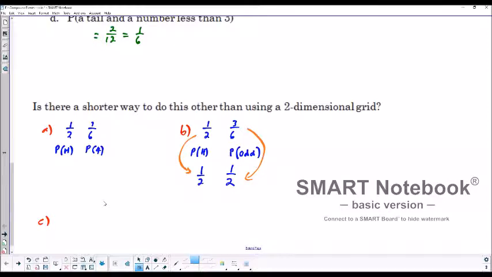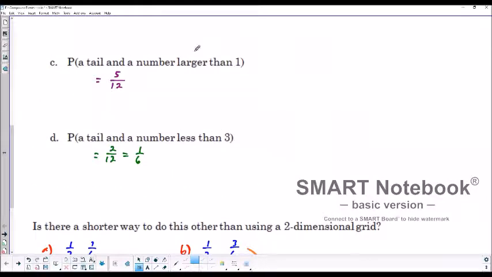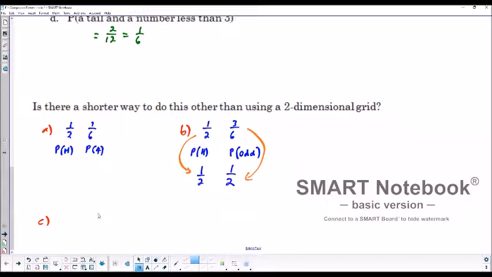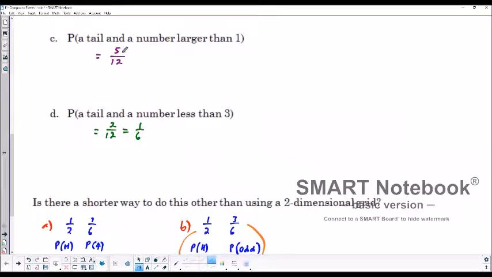And if we look at part C, a tail and a number larger than 1, again, the probability of a tail is 1/2. And the probability of a number larger than 1, well, there's going to be 5 out of 6 in that regard. And our answer, remember, up here is 5/12.